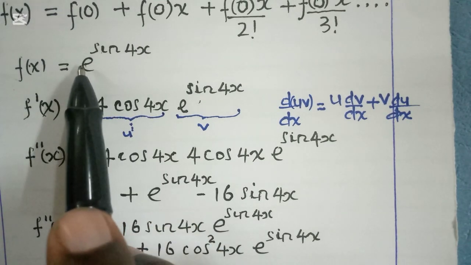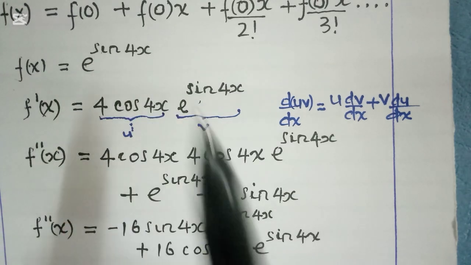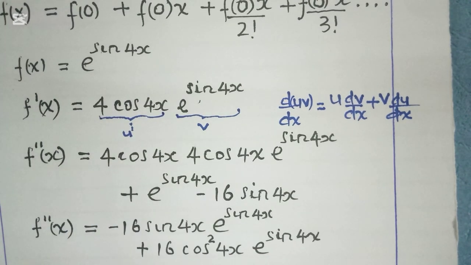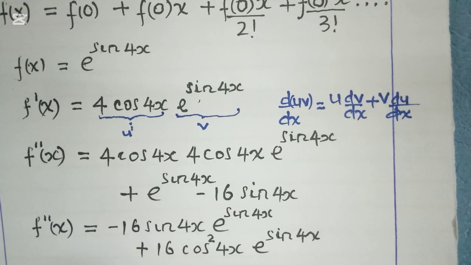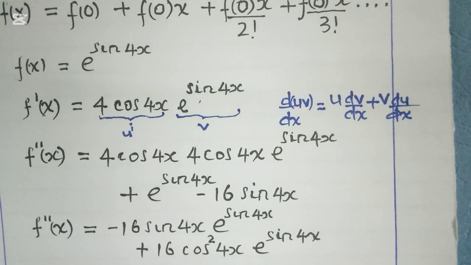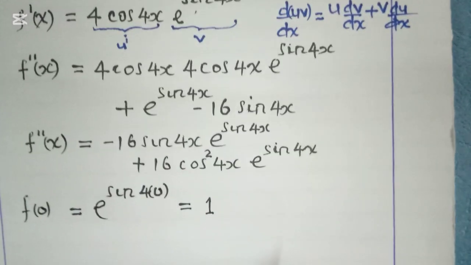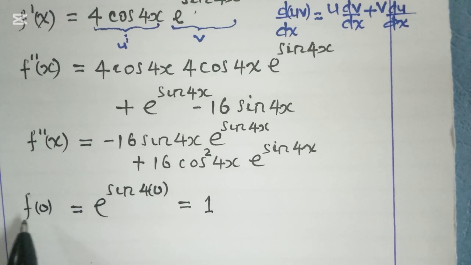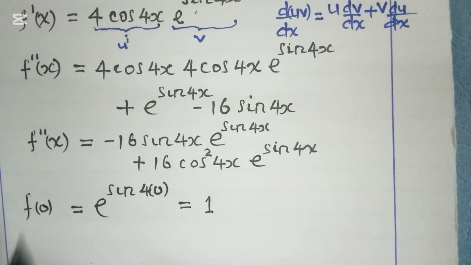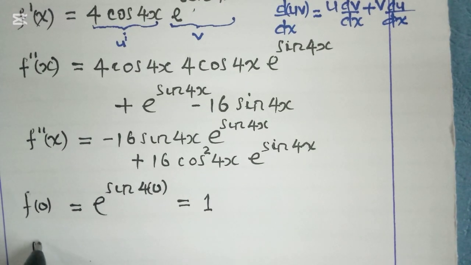So we shall have e raised to sine 4 0, like that. So this one will give us e raised to 0, which is now 1. So guys, we are able now to get the first, that is f0. We now go to f prime 0.